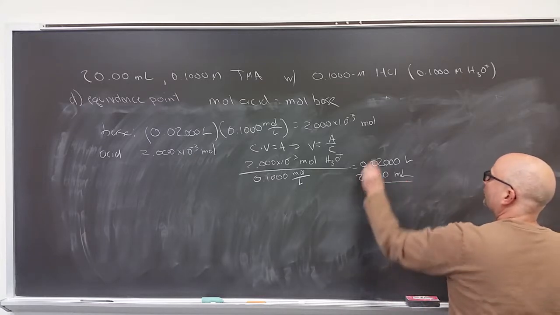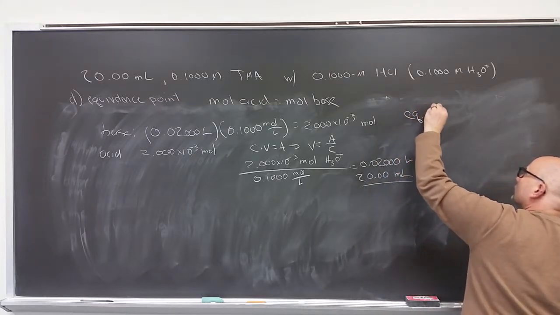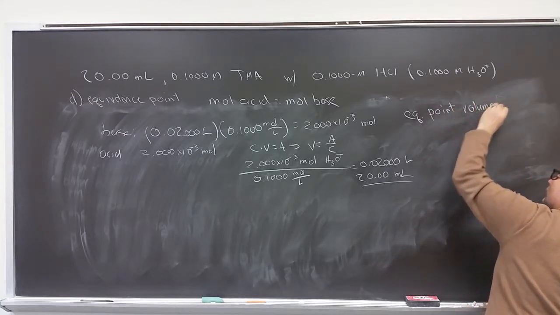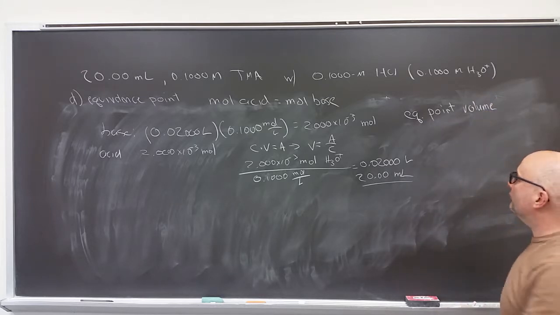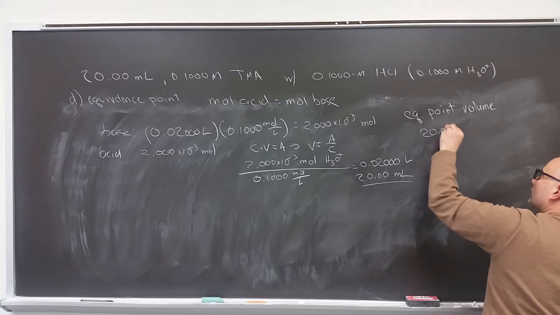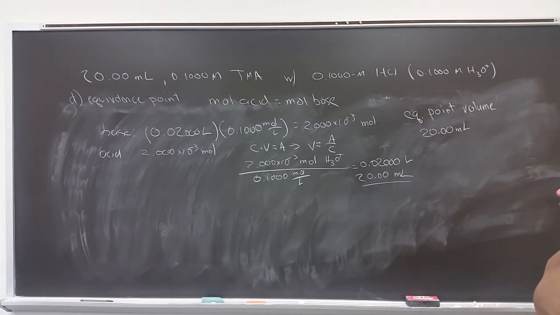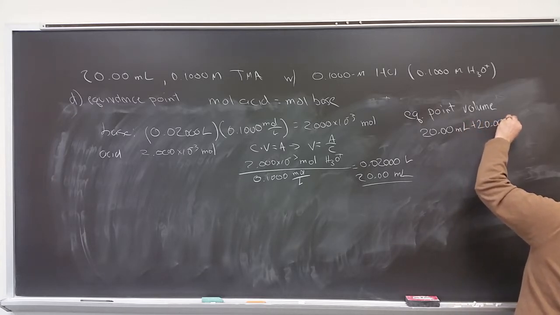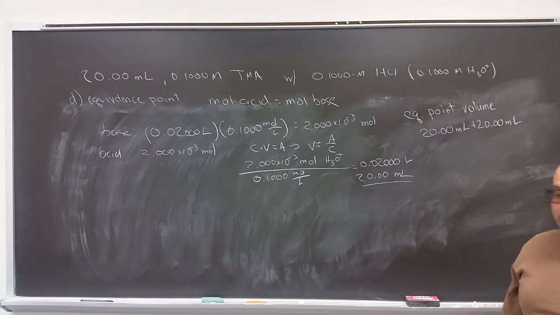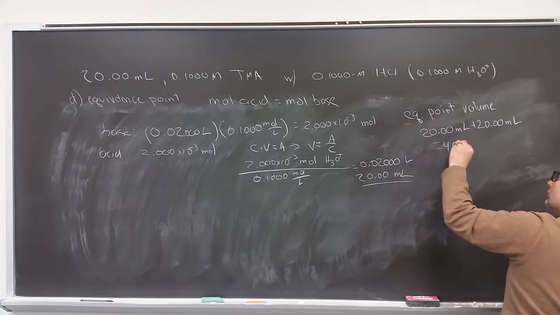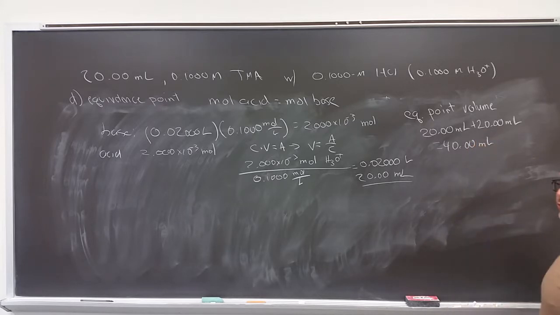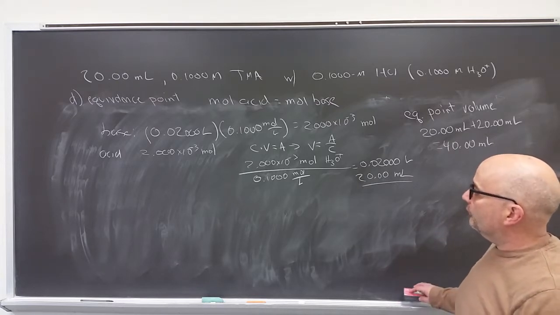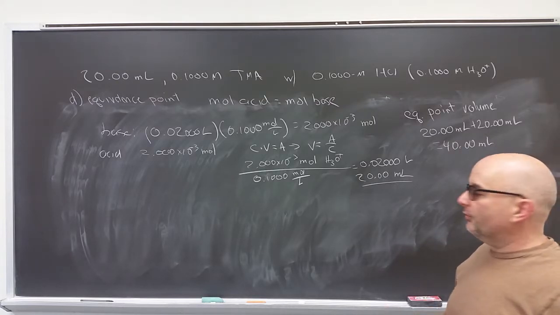So this is important. The volume of our solution at the equivalence point is going to be the initial 20 milliliter aliquot of the trimethylamine plus the 20 milliliters of the acid solution that we added, for a grand total of 40 milliliters of solution. Now this is important.